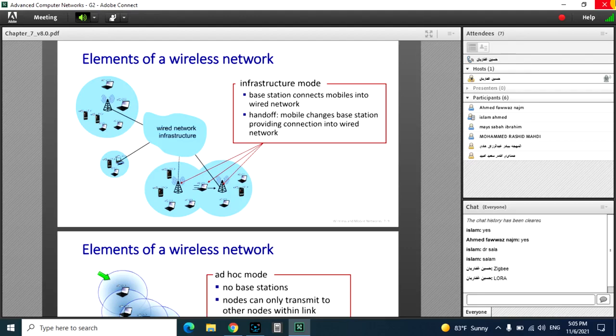Mostly we use this structure. For example, if in my home I have an access point, I'm connecting to the internet through that access point. So I'm using an infrastructure mode wireless LAN or Wi-Fi, or I'm connecting to a 3G or 4G cell phone tower. So it's an infrastructure mode network. But there is one main term, one main phrase in infrastructure mode networks. We call it handoff or handover.